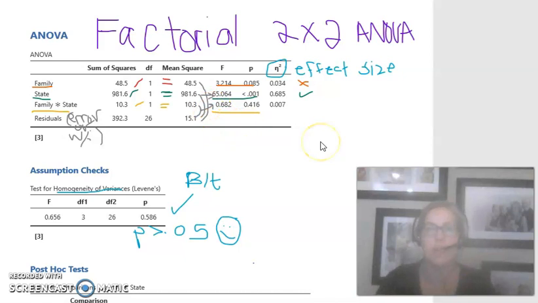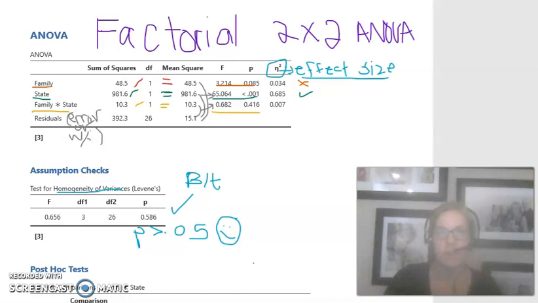So now let's take a look at effect size. Remember, there is a possibility that my effect size might mismatch with my findings. So when we look at effect size, we need to look at our R squared distribution for what's small, what's medium, and what's large.